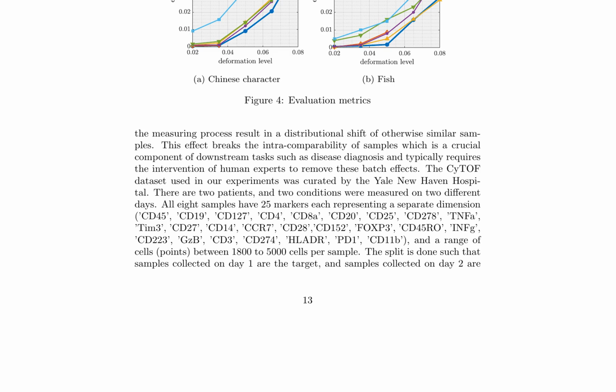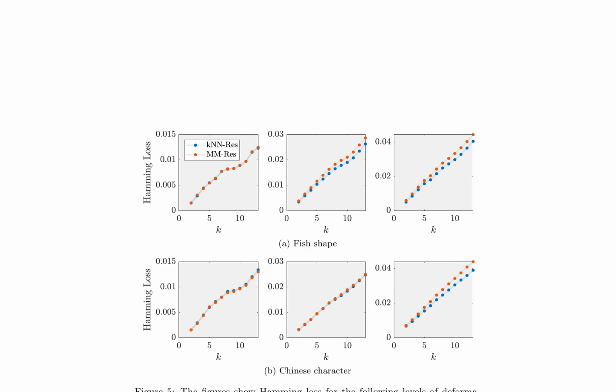The evaluation metrics for these alignments are presented in Figure 4, highlighting the improvement achieved by incorporating geometric constraints. In addition to the visual examples, the authors also provide quantitative evaluations of their approach using the Hamming loss metric. As depicted in Figure 5, the proposed method significantly outperforms the baseline alignment without geometric constraints, demonstrating its effectiveness in preserving the structure of the data.